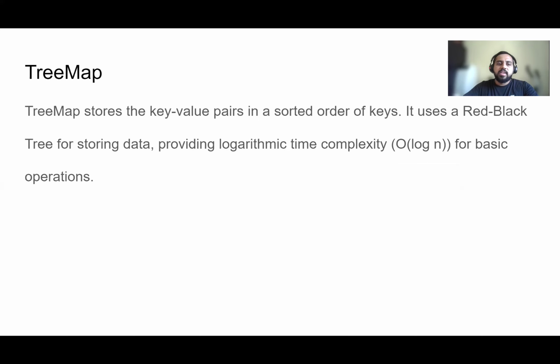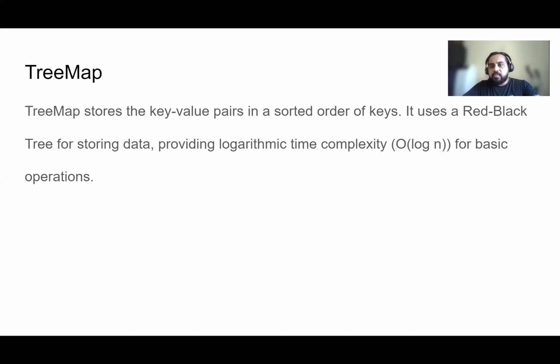So let's talk about TreeMap. What do we mean by TreeMap? TreeMap stores key-value pairs in sorted order of keys. In a previous video, we talked about TreeSet, which also sorts. Similarly, TreeMap inserts data in a sorted manner. It uses a red-black tree for storing data.